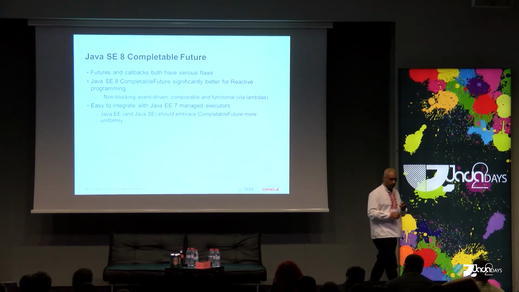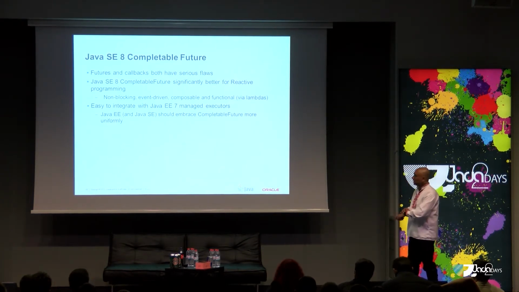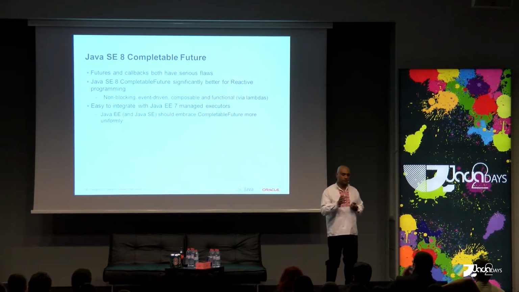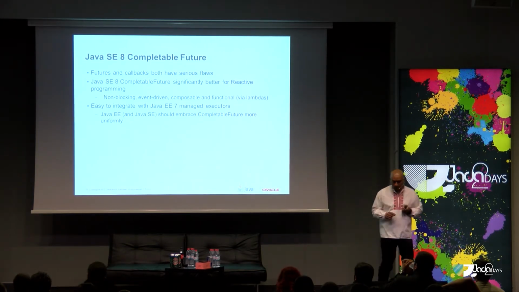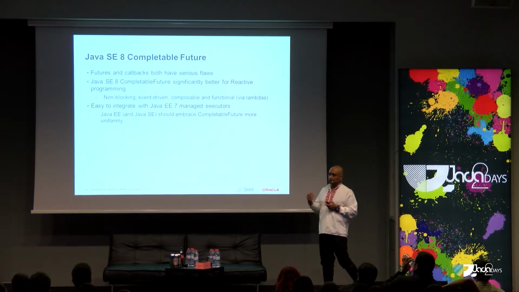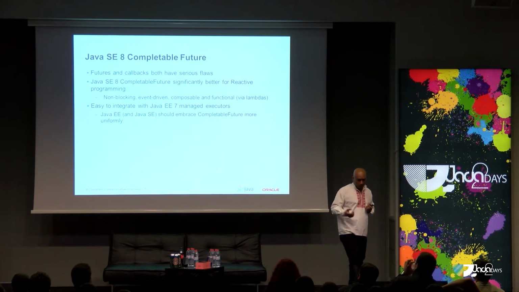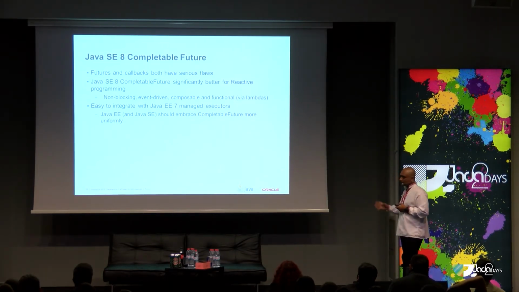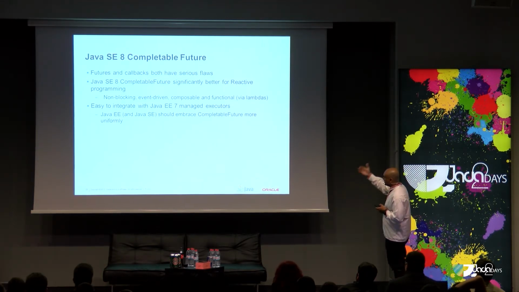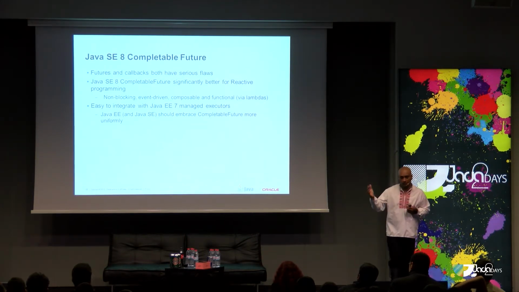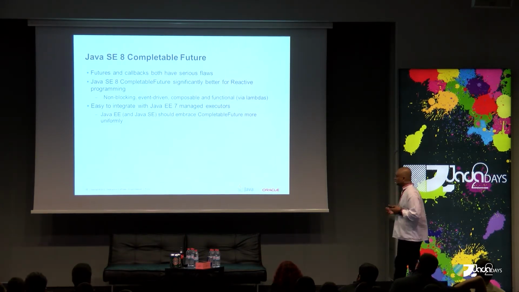All right, moving on. There is actually a serious flaw with both good old futures and callbacks as well. We'll explore that in just a second. To overcome these flaws, Java SE 8 introduces a brand new API called CompletableFuture. The big difference is that this is a very reactive API. It is non-blocking in nature. It is event-driven, and it is composable and functional. We'll see why when we take a look at an example.